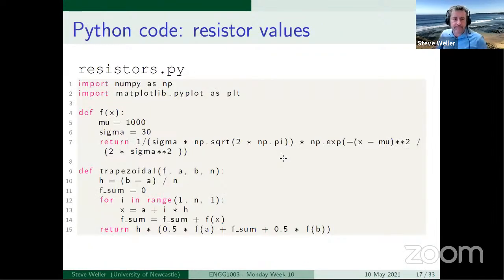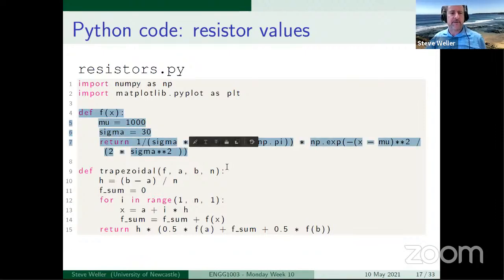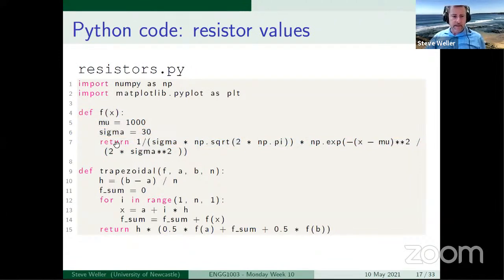How do we do that? Here's the code that does it. Falls over two pages because it's a slightly complicated problem. Here we've got our function f being defined in lines 4 through 7. This, as I highlight here, is the highlighted expression that you see is the equation for the general form of the normal PDF.